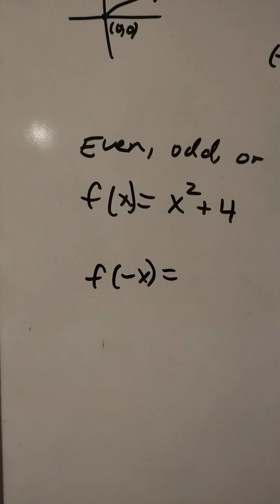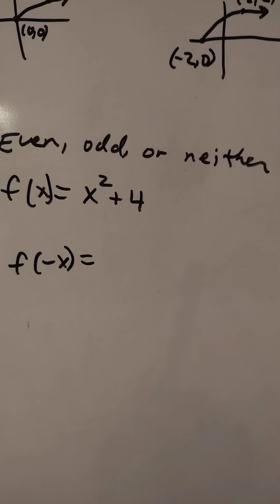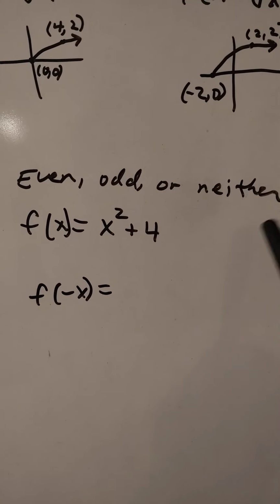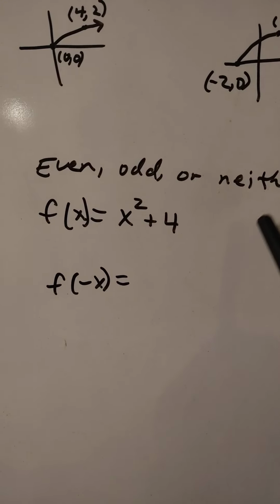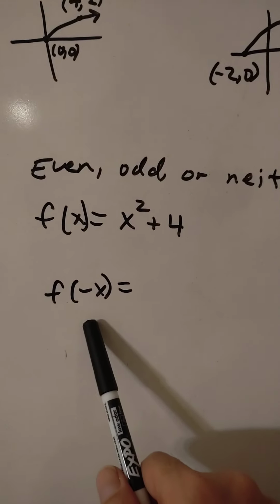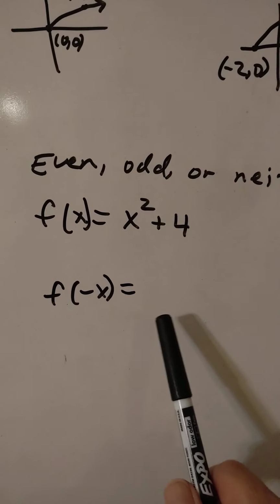So always find f of -x first whenever you're asked on a test, is a function even, odd, or neither. So I'm shifting gears here. This has little to do with transformations. Okay, so find f of -x. You need to do that first.